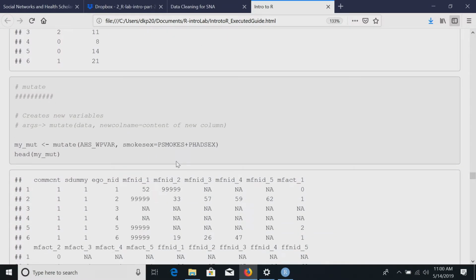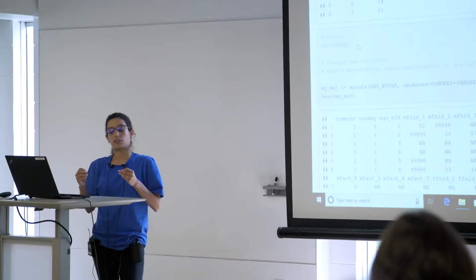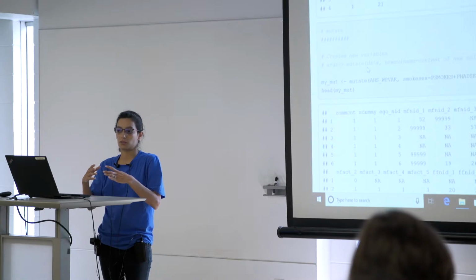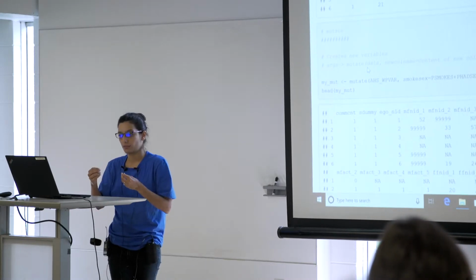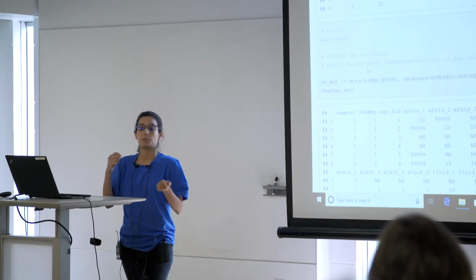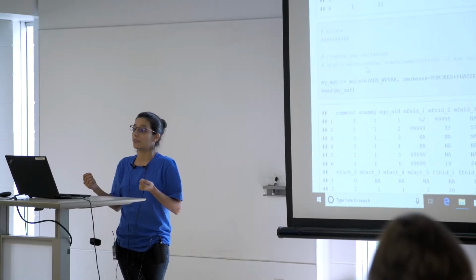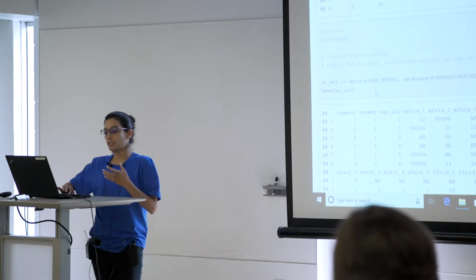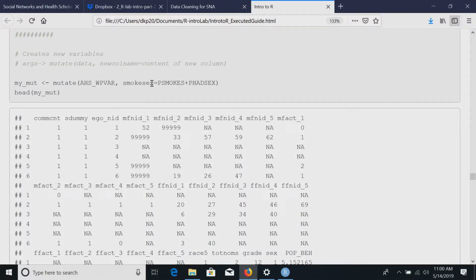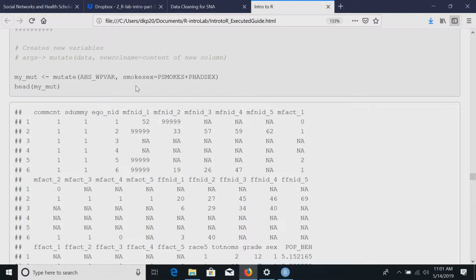All right. We have another very important function, the function mutate. Mutate allows you to create new variables. You can create these new variables in your data set, for example, by combining or doing arithmetic operations on other variables that you have in your data set. So for example, in here, we can create a new variable that is the number of friends that you have who either smoke or you have had sex with. So it's just an example.